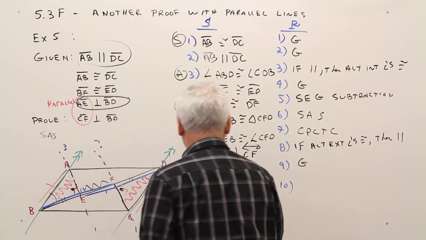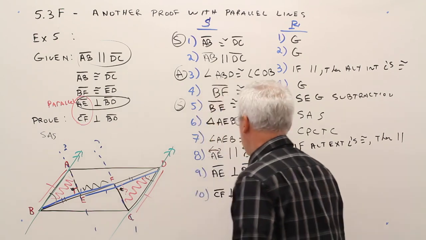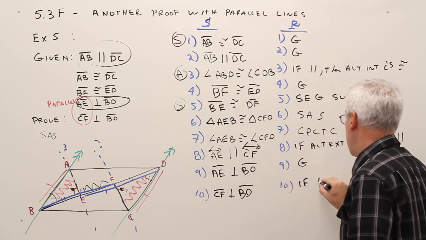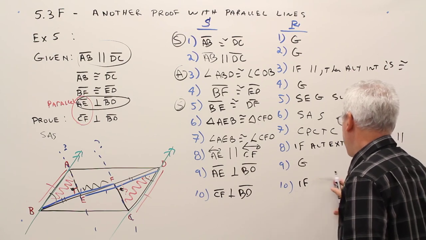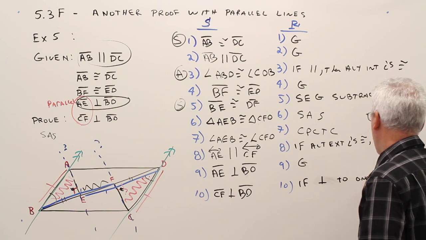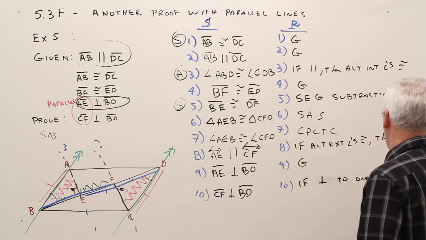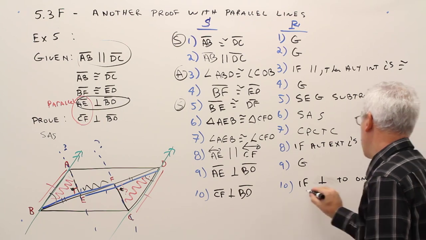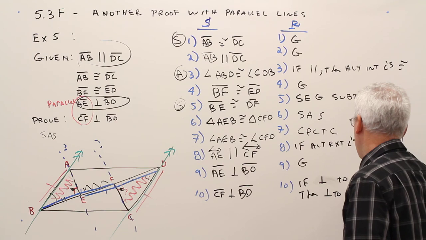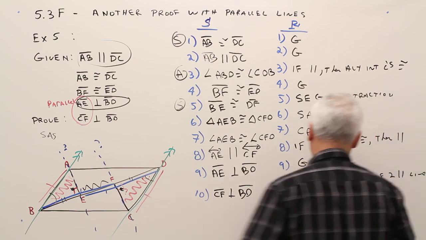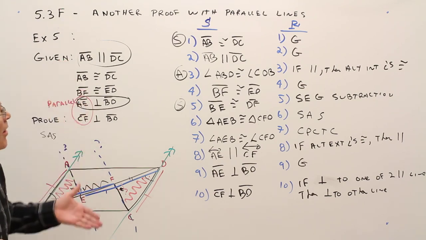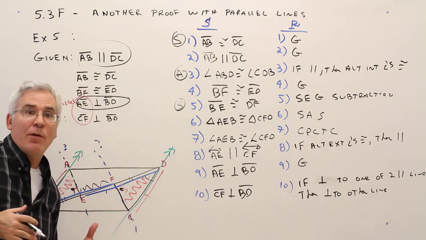So I can say CF is perpendicular to BD, if perpendicular to one of two parallel lines, then perpendicular to the other line. However you want to word it, something to that effect. So there you have it, how to do another proof with parallel lines and really using the perpendicular theorem.